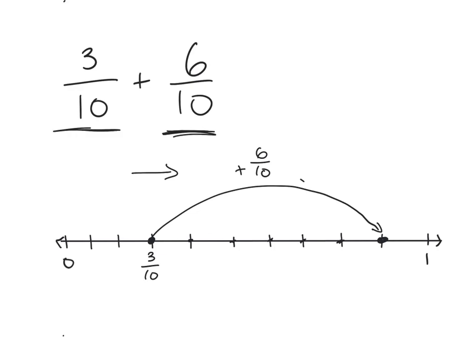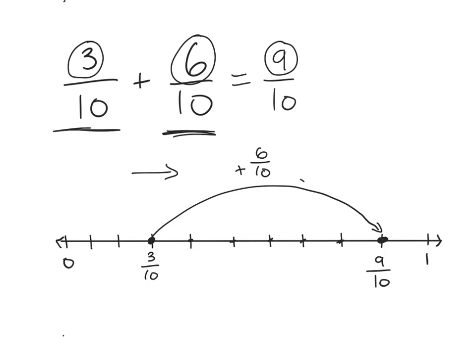And then whatever I end up at is going to be my answer. In this case, 9 tenths. So I am able to find that 3 tenths plus 6 tenths is equal to 9 tenths. So you might have already noticed that just like subtraction, essentially what we just did is we added the numerators, or the number of units in each of these numbers, 3 plus 6, and that gave us our numerator for our answer, 9.